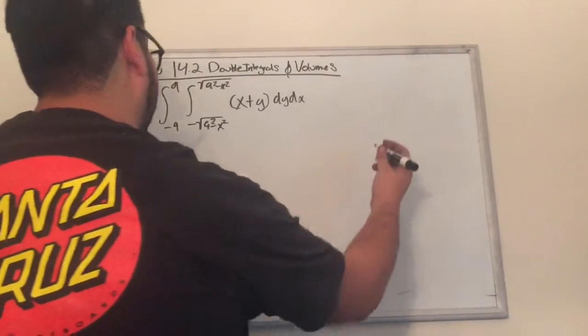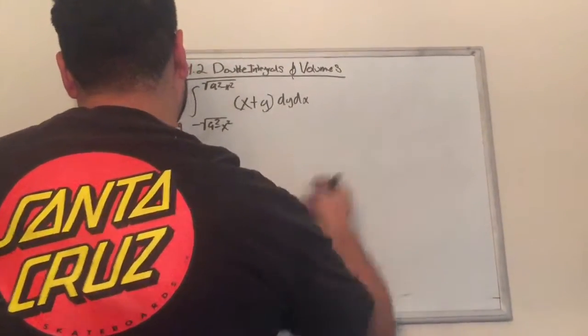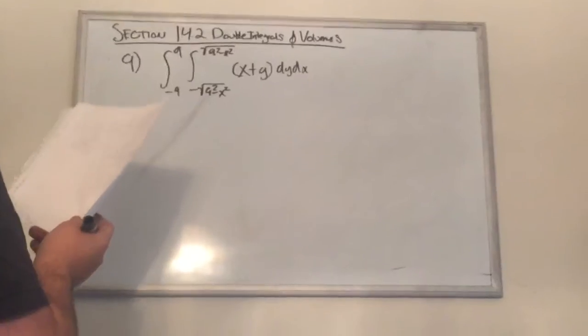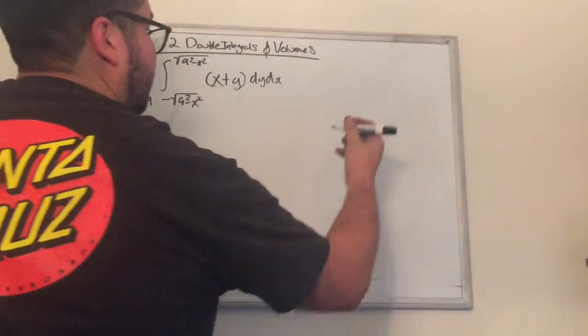Alright, so the bounds that I came up with. What up, chill? What the fuck? I see what you guys are talking about now. Alright, so ready? Yeah. Alright.